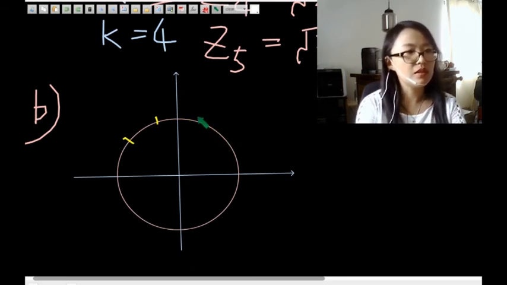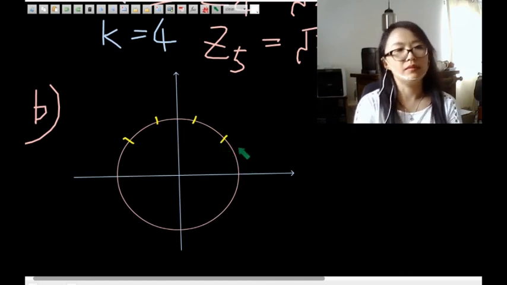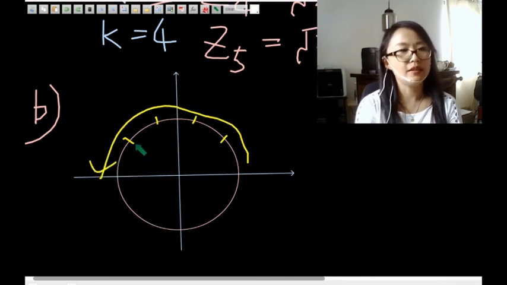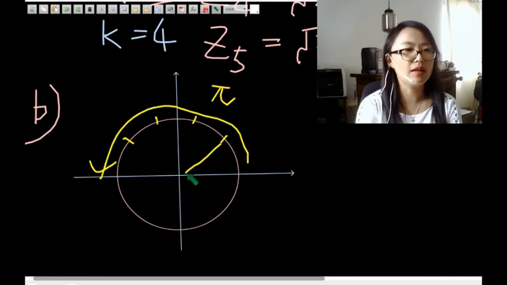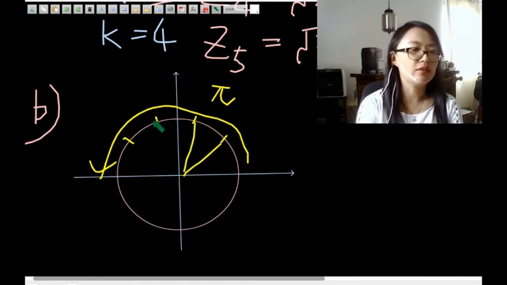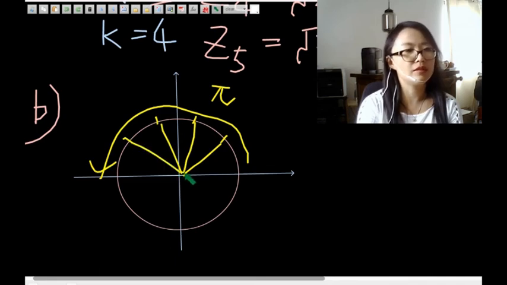Okay, get to this side. Okay, so like this, you chopped pi into 5 parts. So this is 1 part, this is 2 parts, 3 parts, 4 parts, 5 parts.